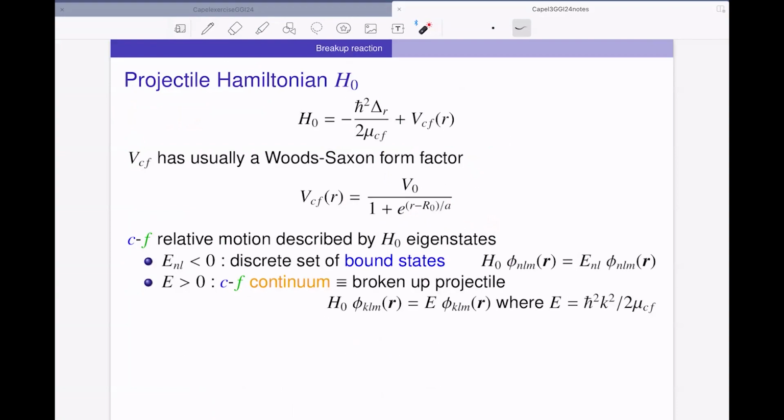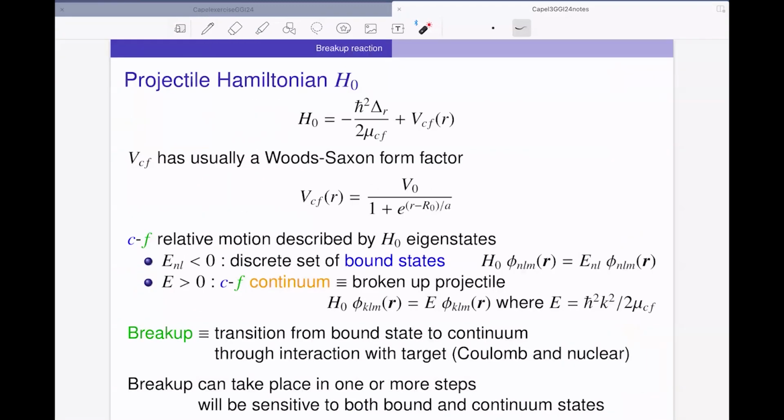So the projectile Hamiltonian has this form: the kinetic term plus the core-fragment interaction, and it's usually of a Woods-Saxon form. The negative energy states are the bound states of the system, so what you know about the bound states of the system, and the positive energies form a continuum spectrum, which corresponds to the continuum of the system, where the fragment dissociates from the core. The breakup is just a transition: you start from a bound state and you go to the continuum through the interaction with the target.